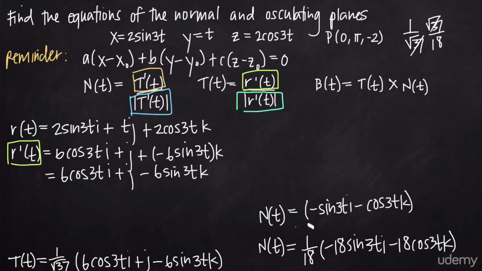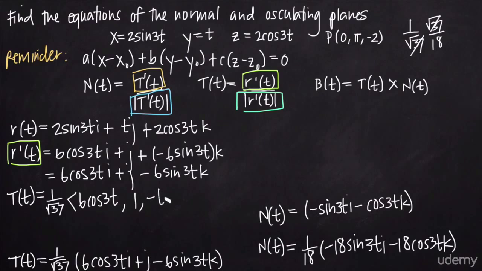Now, if we want to give ourselves some room and to simplify this a little bit further, let's go ahead and rewrite the unit tangent vector and the unit normal vector, pulling out just the components in front of i, j and k, just the coefficients, removing the i, j and k. So here for our unit tangent vector, we're going to get 1 over root 37 in front like this, and we're going to pull out our coefficients. So we're going to have 6 cosine of 3t, which was in front of the i, comma 1, which was in front of the j, comma negative 6 sine of 3t, and we leave out i, j, and k. So now we just have the components.